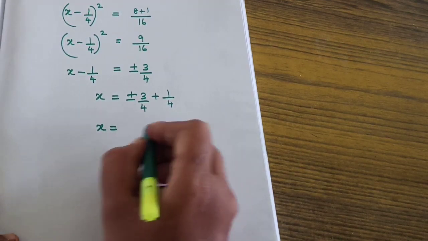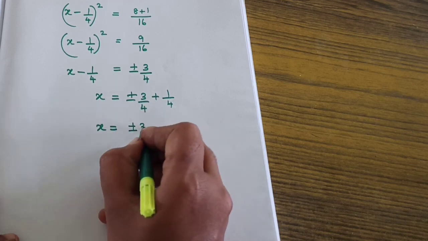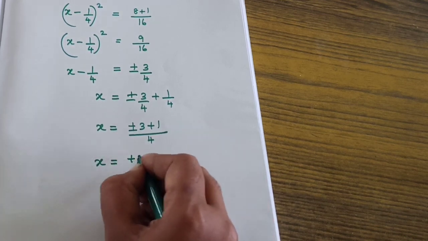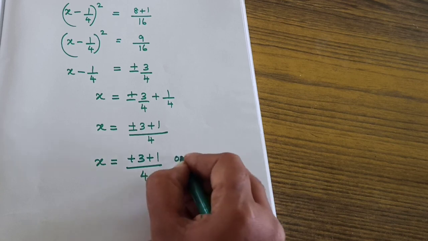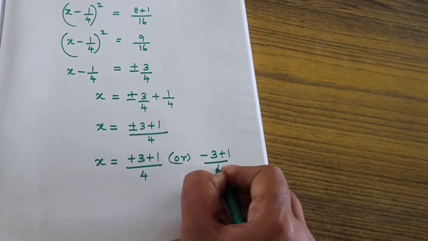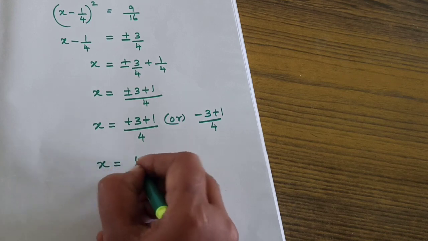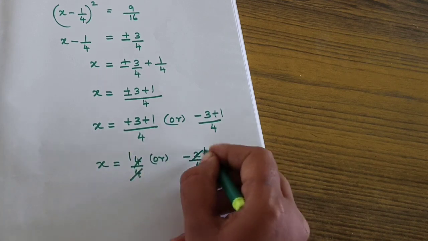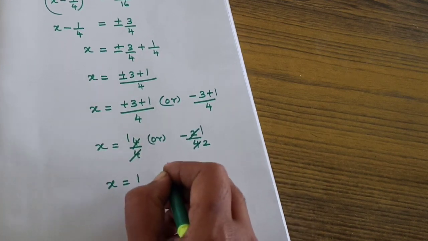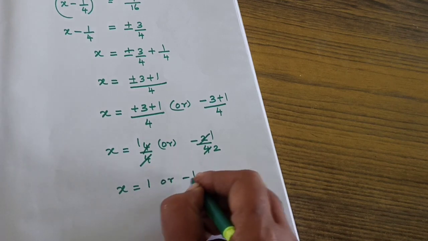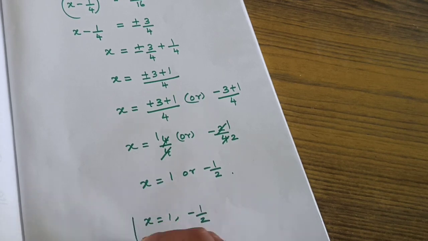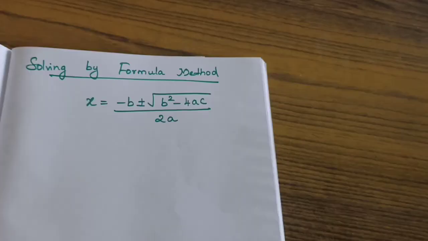So separately we need to write. Since it is a like fraction, plus or minus 3 plus 1 by 4. So how can we write? Plus 3 plus 1 by 4 or minus 3 plus 1 by 4. So x equal to 4 by 4 or minus 2 by 4. Cancelling, 1 by 2. Therefore x equal to 1 or minus 1 by 2. So what are the roots? X value, x equal to 1 comma minus 1 by 2. These are the answers. Got it? Okay, solving by completing the square over.